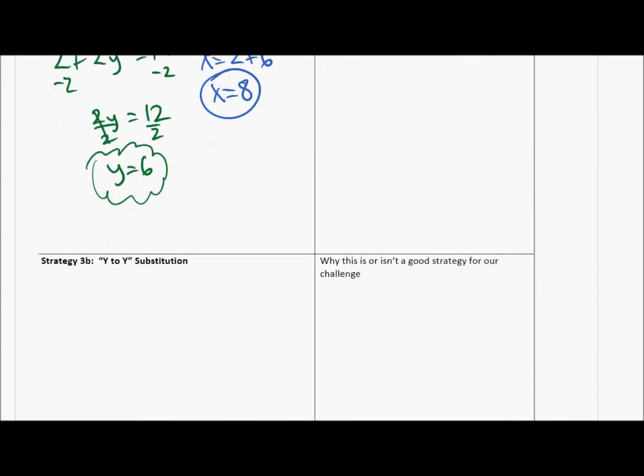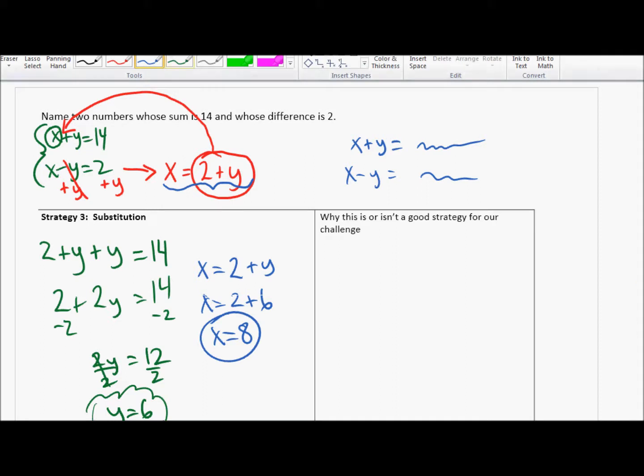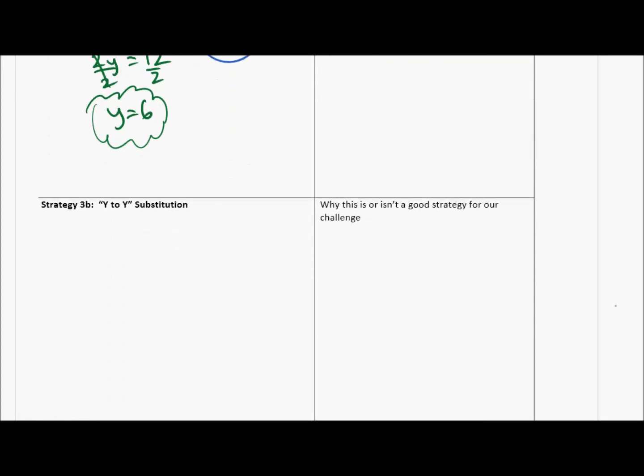Okay, and lastly, we're going to talk about this thing called the y to y substitution. As I said a moment ago, this really isn't a different strategy from substitution, it's just sort of a special case of substitution. And in this particular case, it's going to make us do a little bit more work, so I don't see why you would use this method over just plain old substitution to solve it, but we want to talk about this method anyway.